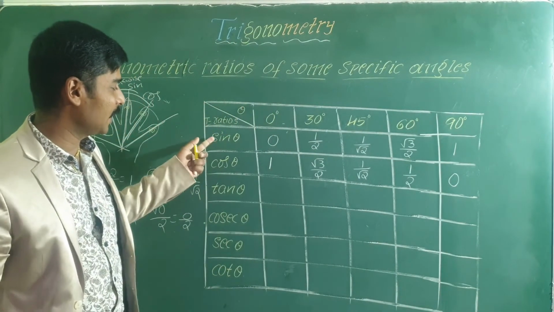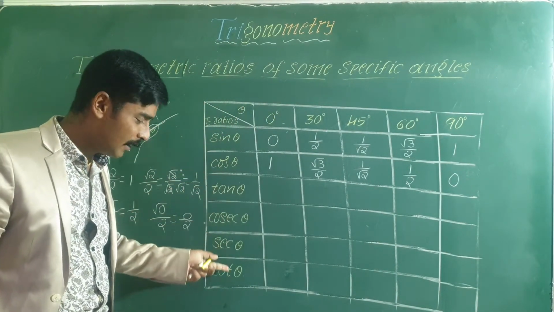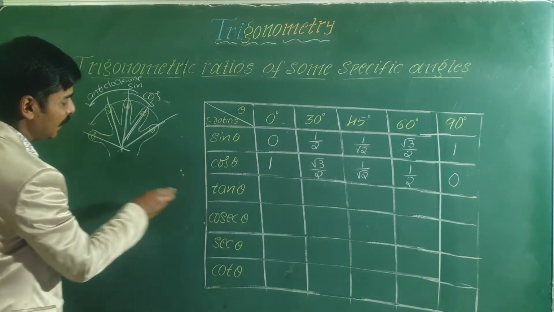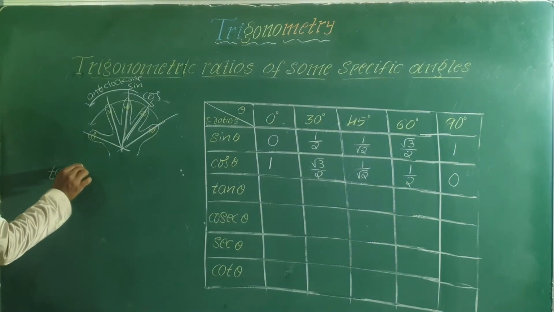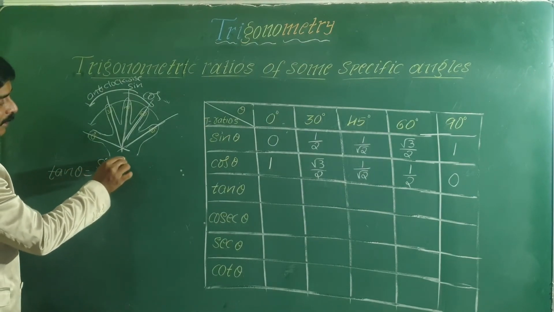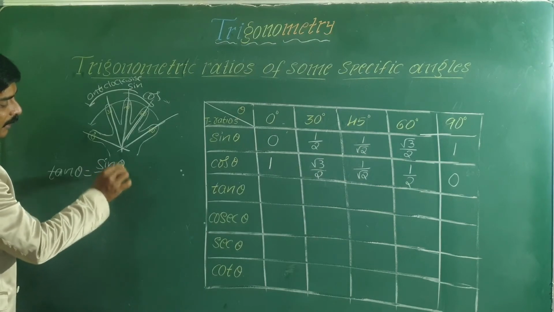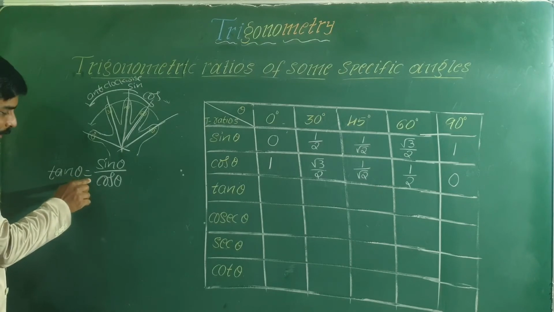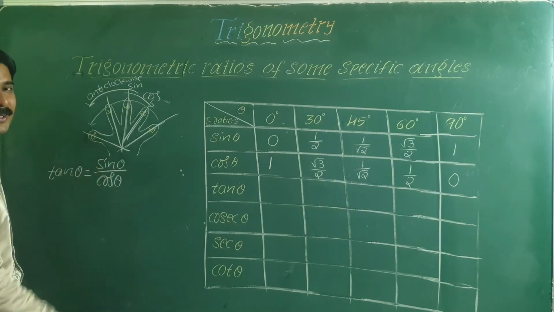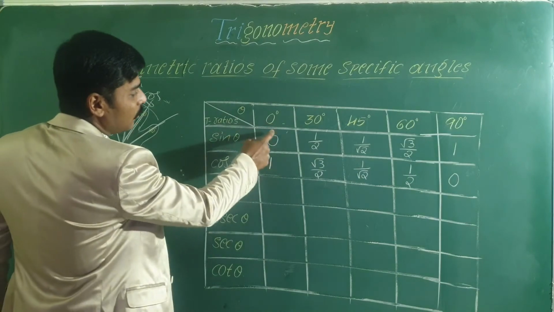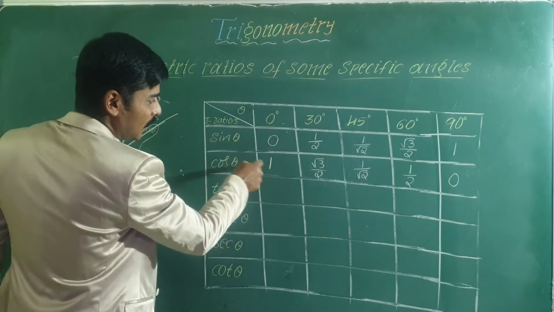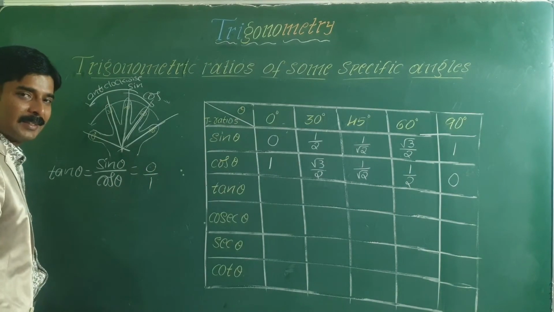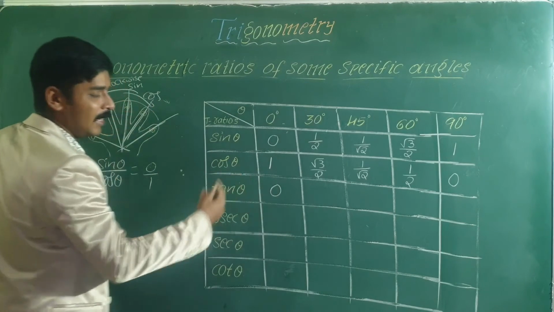Once you know the value of sin theta and cos theta, you can write the remaining values, because we know that tan theta is the ratio of sin theta and cos theta. Now tan 0 degree is equal to sin 0 degree by cos 0 degree. Sin 0 degree is how much? 0. Cos 0 degree is how much? 1. So 0 by 1. 0 divided by anything is 0. So tan 0 degree is 0.